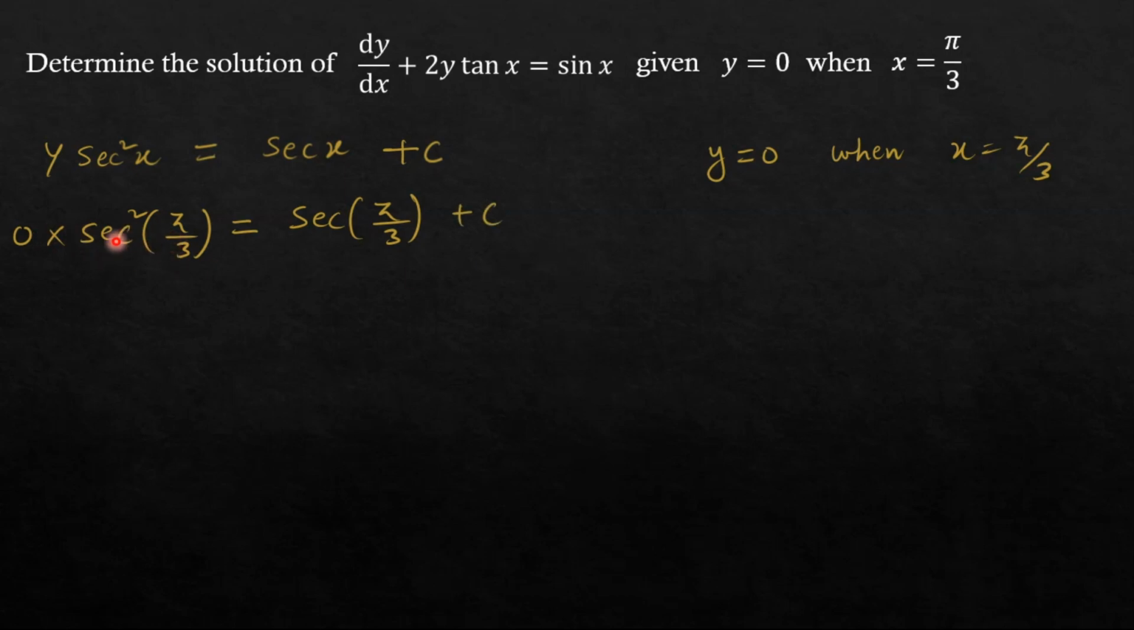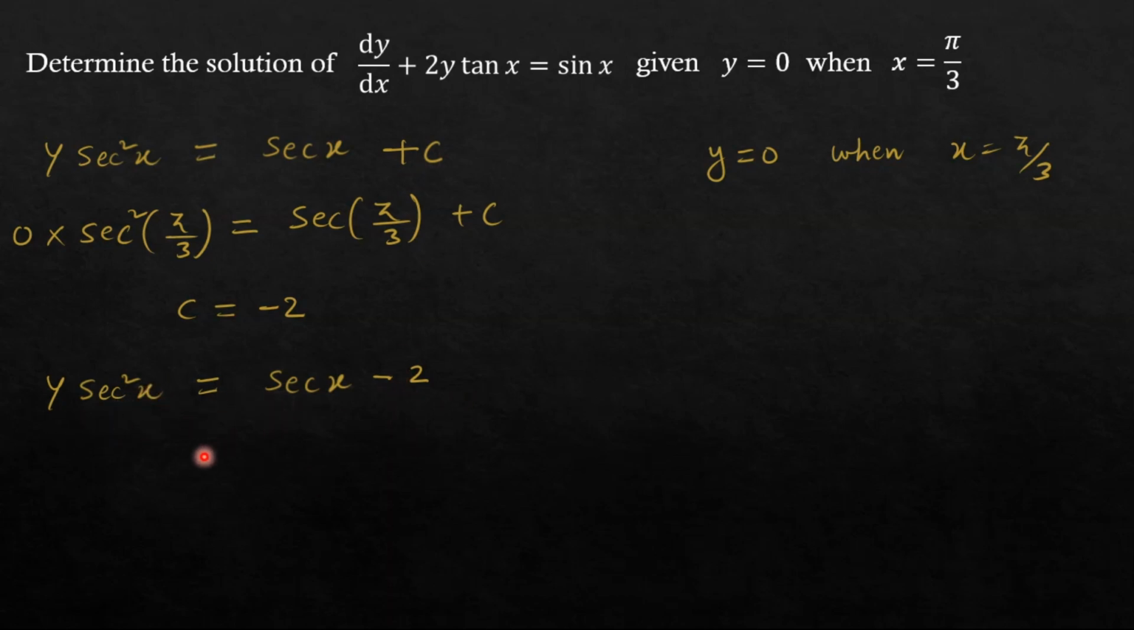0 into anything is equal to 0, and sec pi by 3 is equal to 2, because cos pi by 3 is 1 by 2. So sec pi by 3 will be 2. So the value of c we get is c equal to minus 2. So the complete solution of this differential equation will be y sec square x is equal to sec x minus 2. I have put the value of c here, minus 2. So this is the solution.